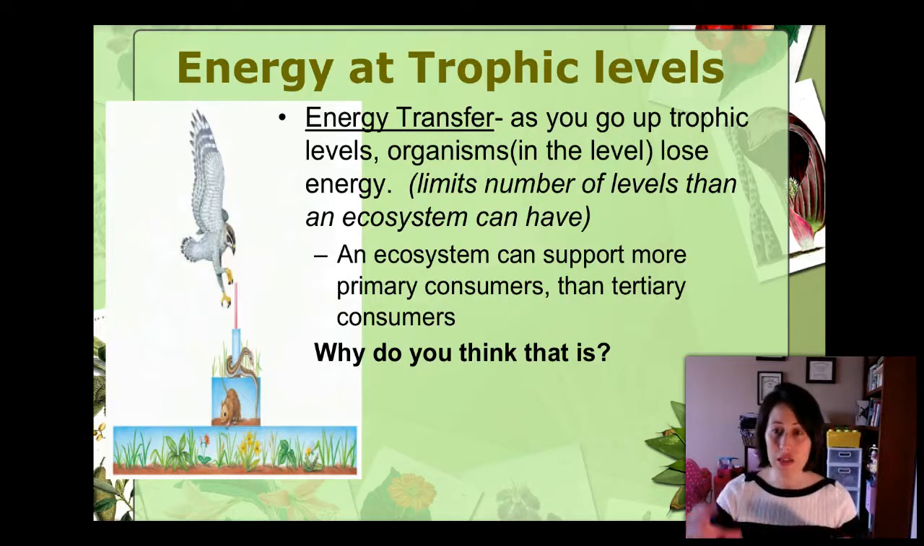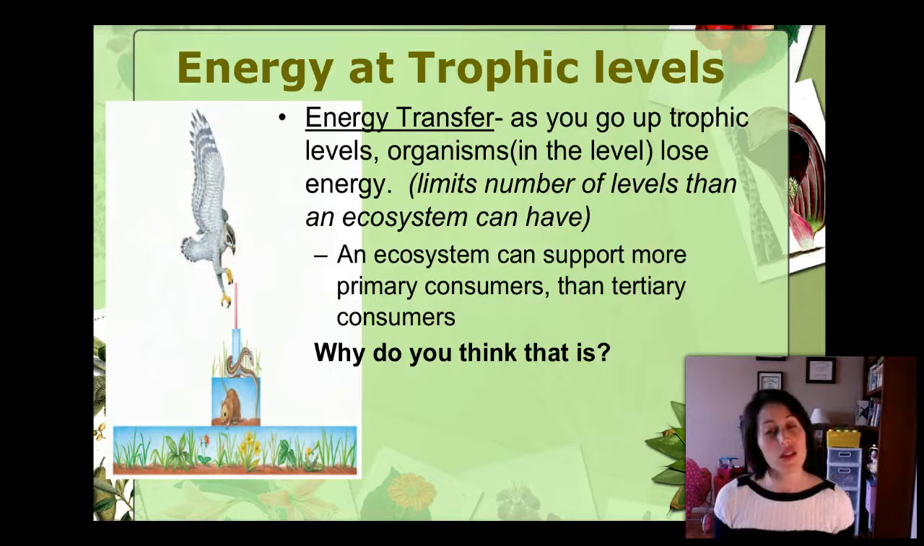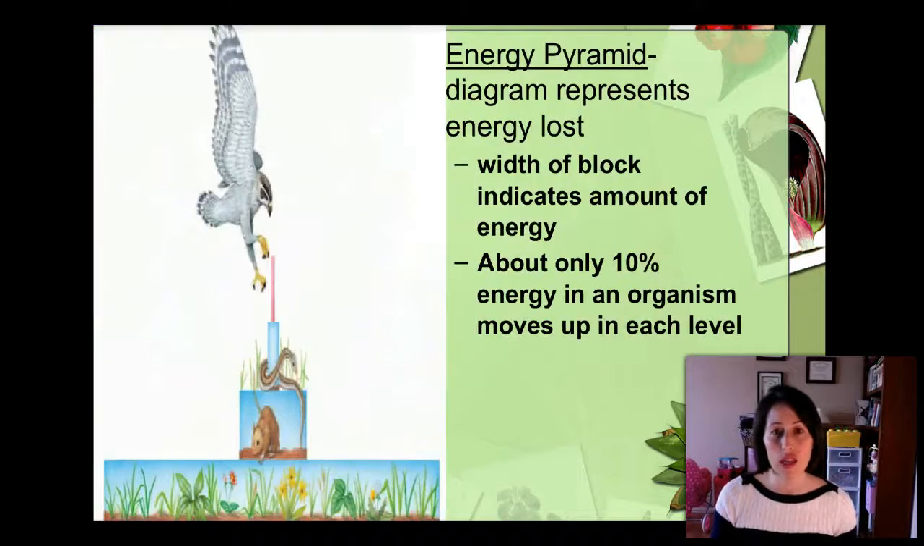Because energy, as it moves up those trophic levels, there's actually less energy available in the organisms that those consumers eat. An ecosystem can support more primary consumers than it can tertiary consumers. Why do you think this might be? Well, if we look here, we're looking at this energy pyramid, and it is a diagram that represents the amount of energy lost. The width of the block indicates the amount of energy.